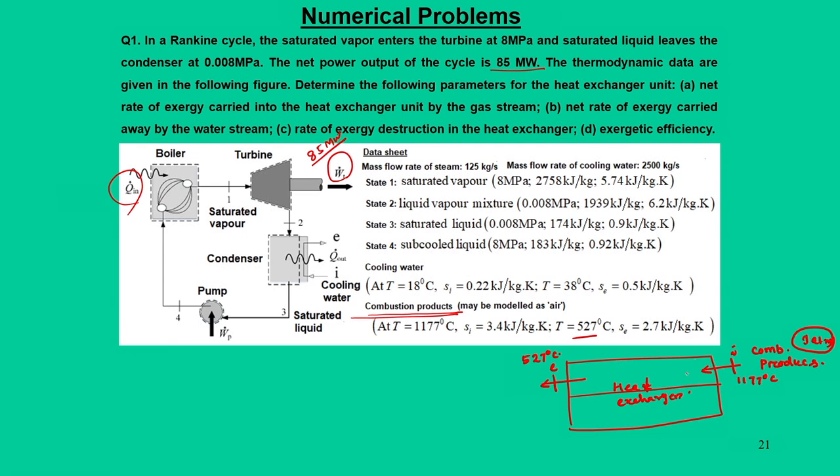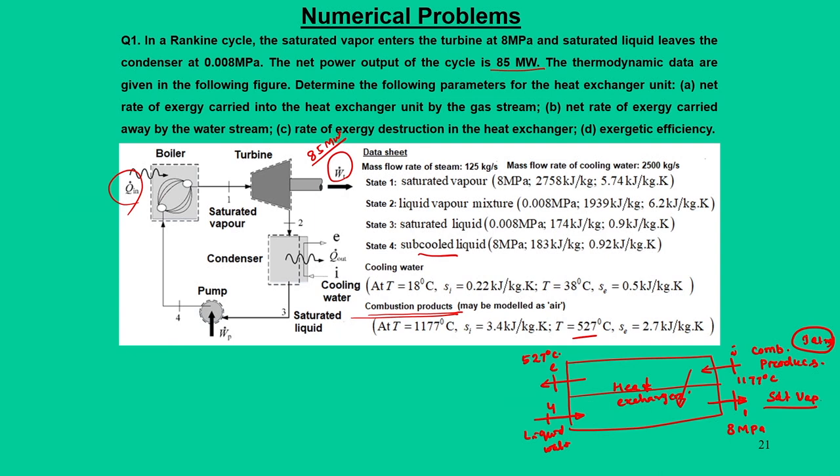While doing so, this releases heat to the steam which is entering in a counter flow manner. Here the water at state 4 enters as a liquid and goes out as saturated vapor. This occurs at a pressure of 8 megapascal, and this condition is state 1. The main condition is that both the fluids do not mix with each other, and this heat exchanger unit can be modeled.